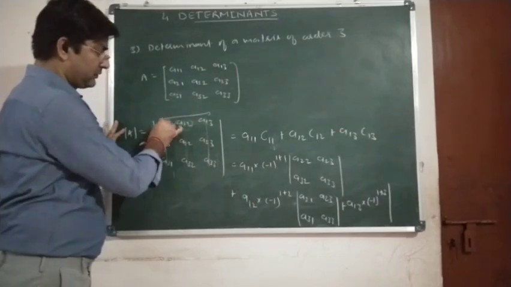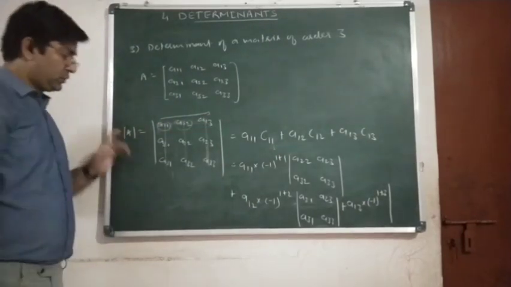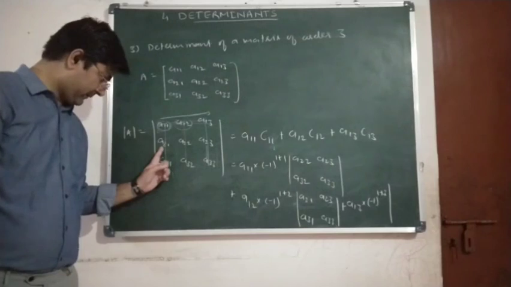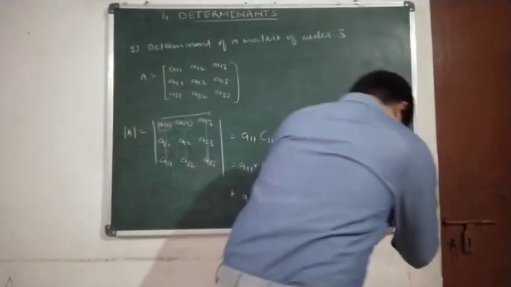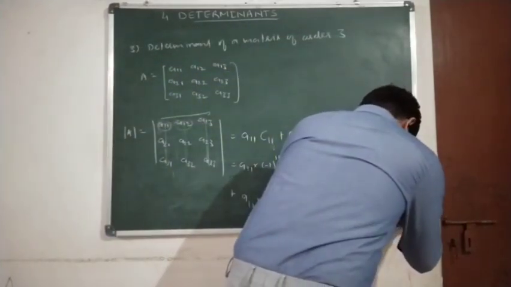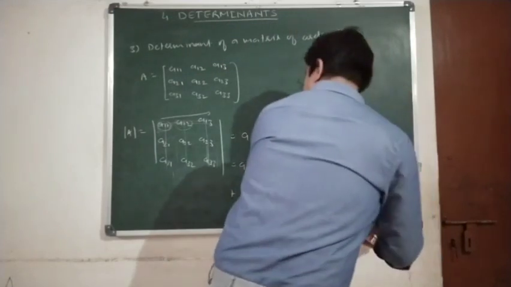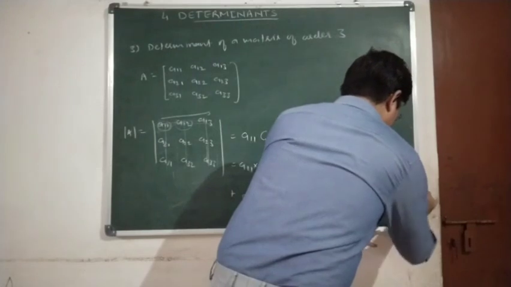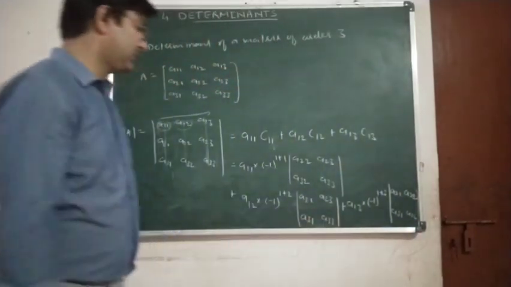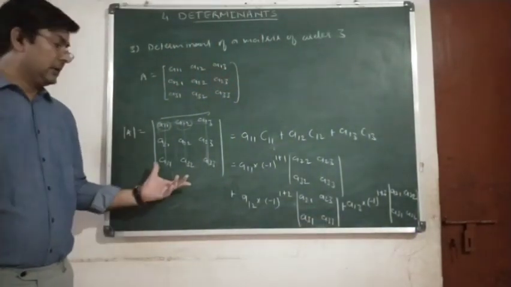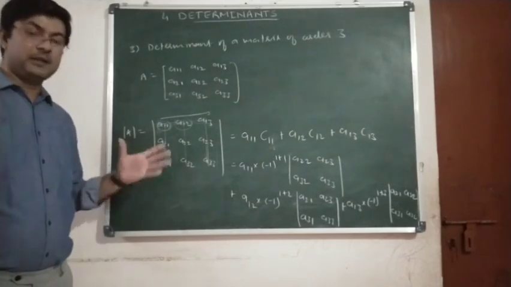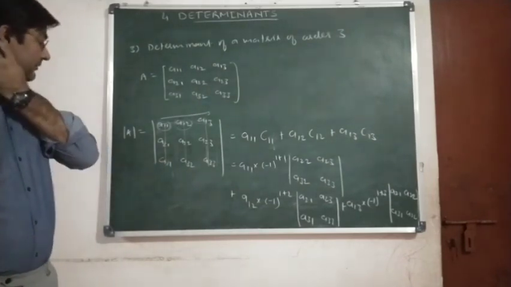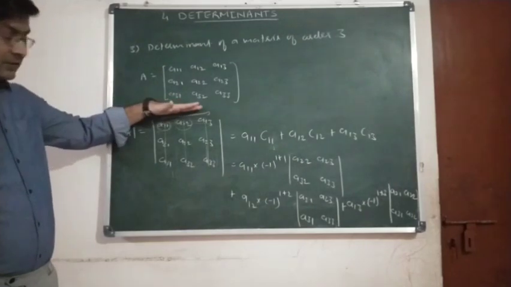okay, now A13, that is the first row and third column. So let us remove the first row and third column. So you will obtain the determinant A21, A22, A31, A32. Clear? So in this way we are expanding the given determinant. Now we have expanded this determinant along the first row.